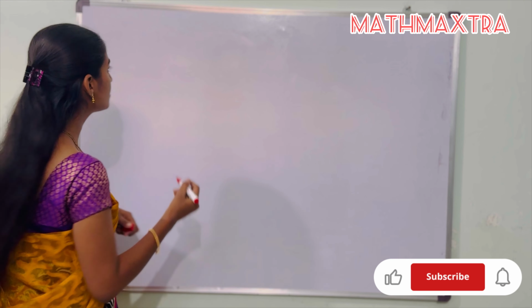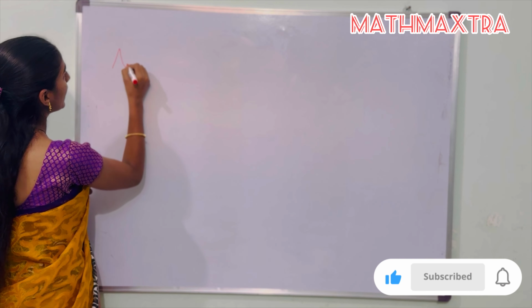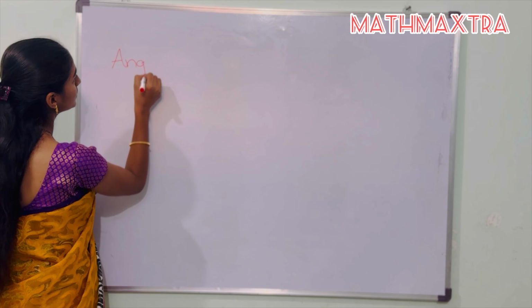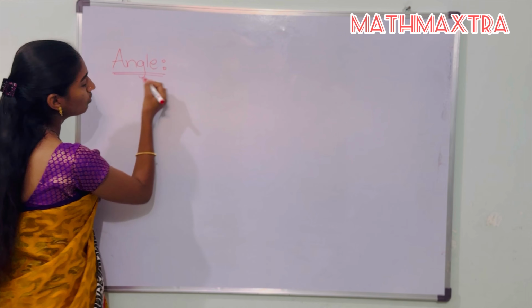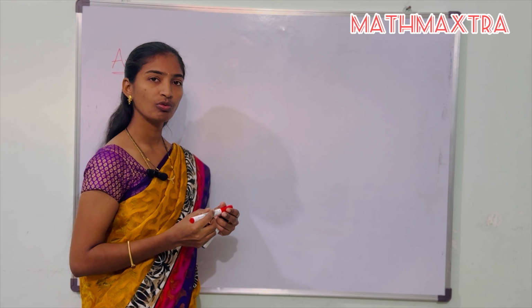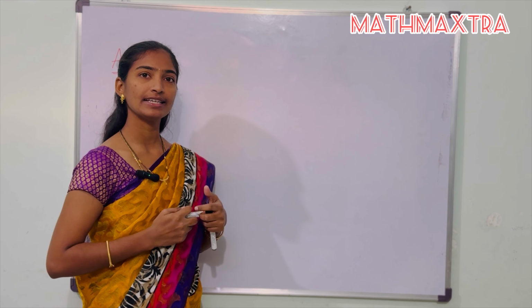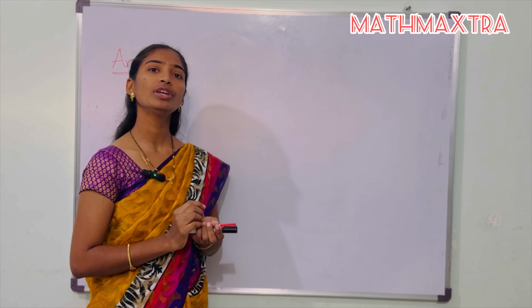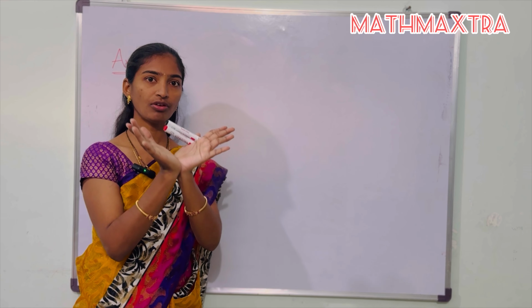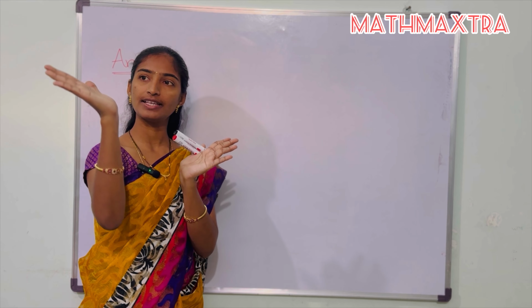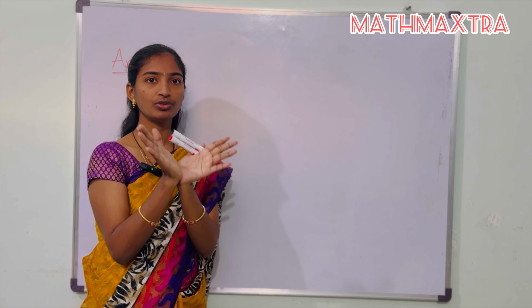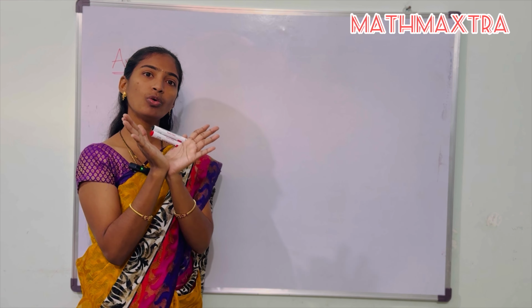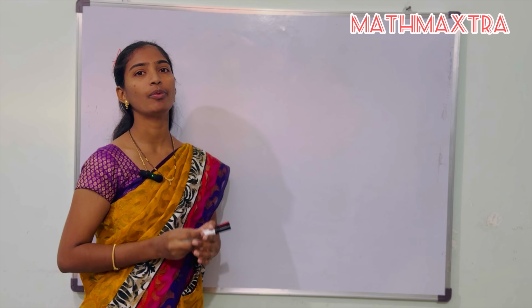We'll see the first definition, that is angle. What is an angle? Angle is nothing but the union of two rays. Consider this as one ray and this is another ray, and the union of two rays where both the rays have a common endpoint.